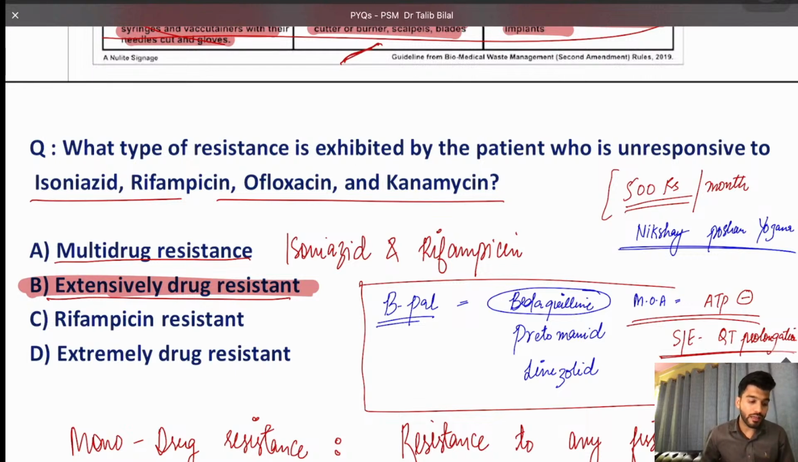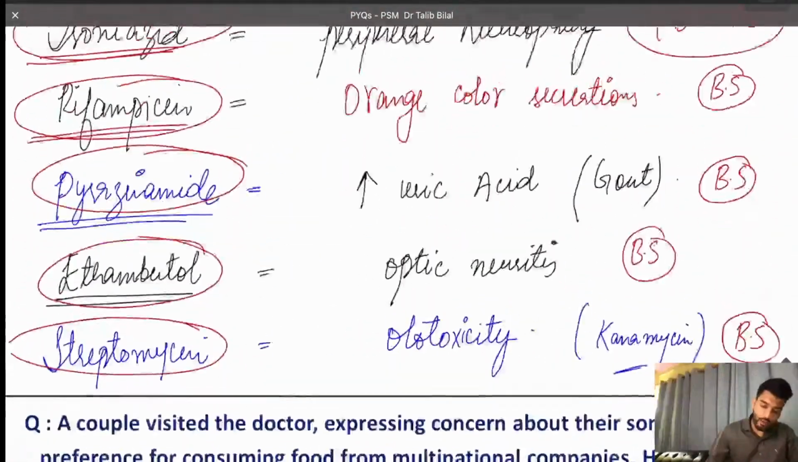TB is the most common opportunistic infection. I'm again repeating, tuberculosis is the most common opportunistic infection associated with patients having HIV. So the question is, what is the most common opportunistic infection in a patient having HIV in India? It's TB, but in the world it's Pneumocystis jirovecii pneumonia, PJ pneumonia. Is it clear? Anything else about TB, my dear students?